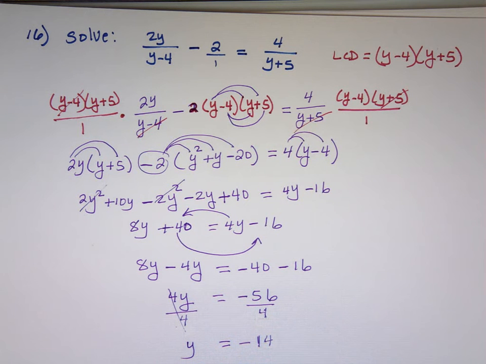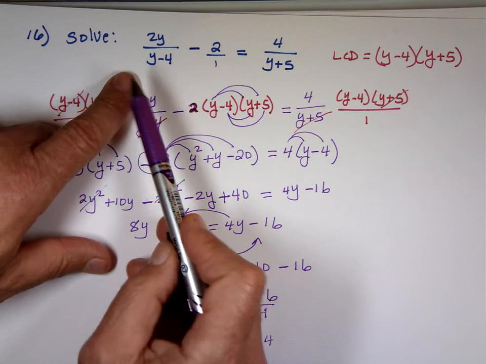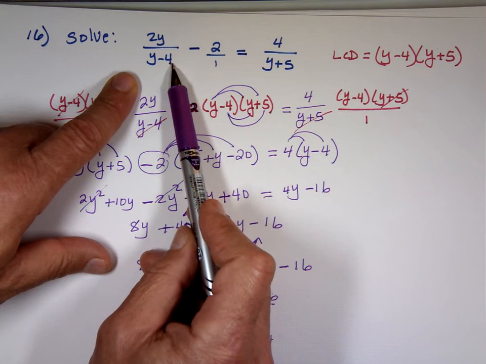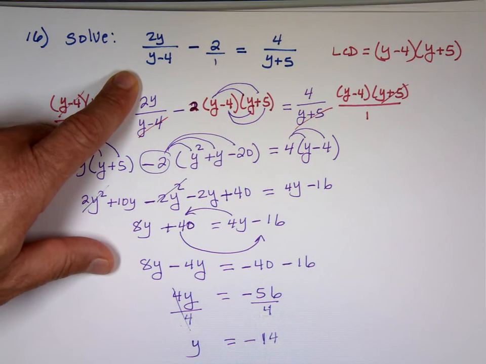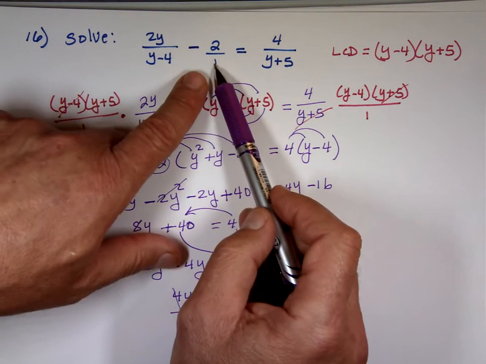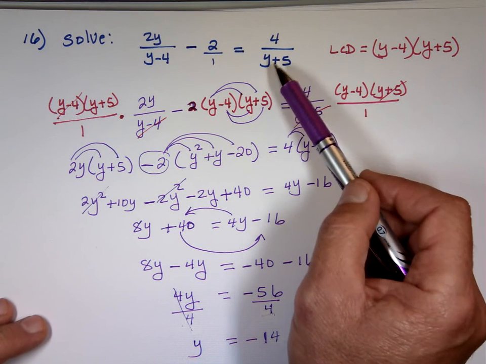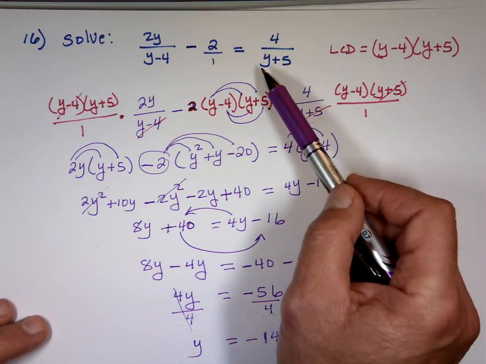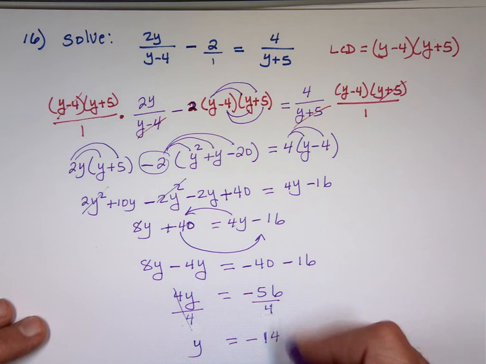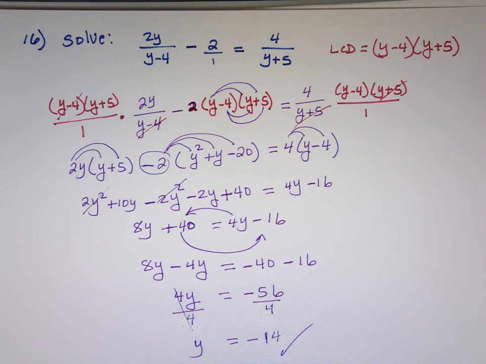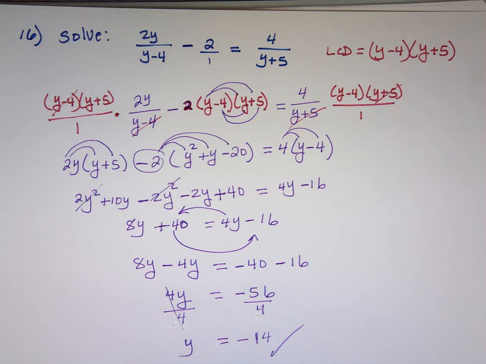Again, check your answer. When it's negative 14, what's negative 14 minus 4? Negative 18. It's not a 0. When it's negative 14, what's negative 14 plus the 5? Negative 9 is not a 0. I'm good. One more and that's it.